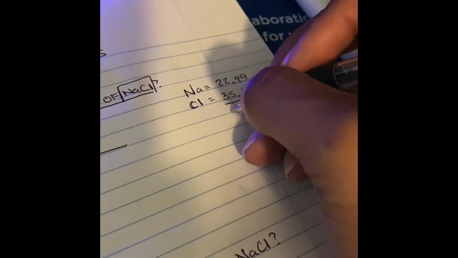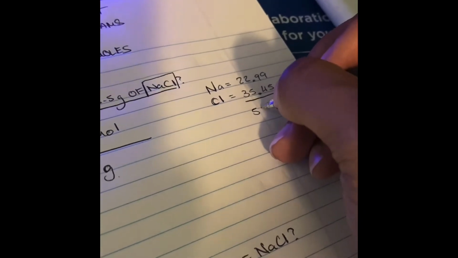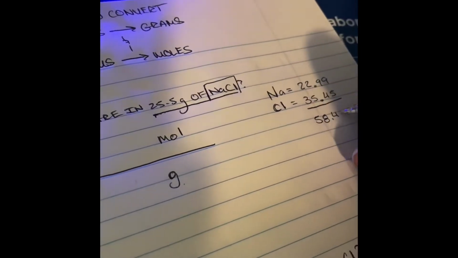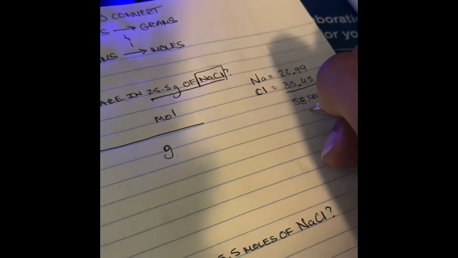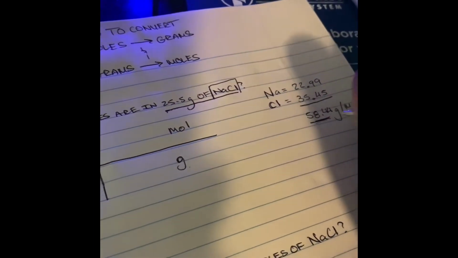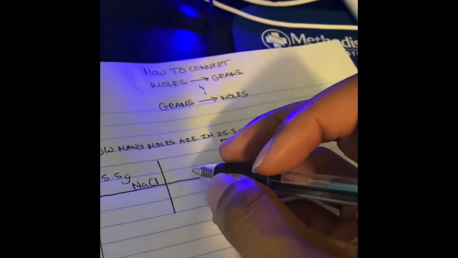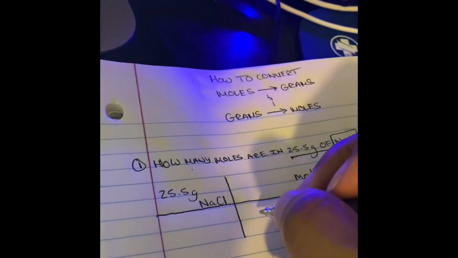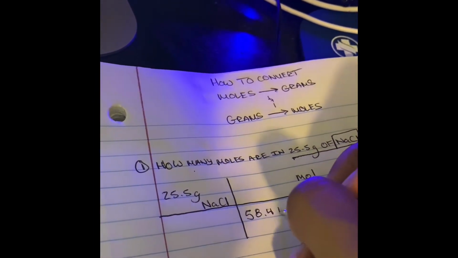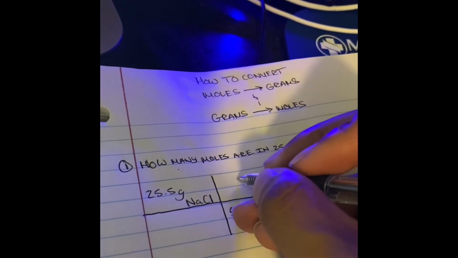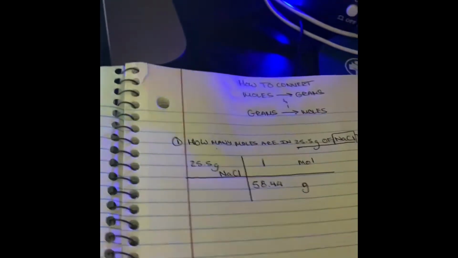And that is going to give us a total of 58.44. So our molar mass is 58.44 grams per mole. This number, 58.44, you always put next to grams, not moles. So it will be at the bottom: 58.44 grams per 1 mole. You always put 1 in front of the mole.